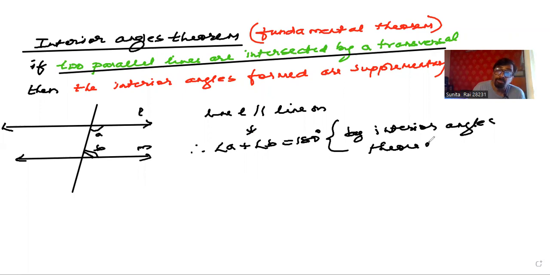If two parallel lines are intersected by a transversal, immediately this what is written in red should come to your mind. What is that? The interior angles formed are supplementary. That is, angle A plus angle B equals 180 degrees. Are you getting me? Got it? The moment you see parallel lines, interior angles are supplementary. It should come to your mind first. Supplementary means adding both gives 180. So remember, children, the moment you see parallel lines, interior angles are supplementary.